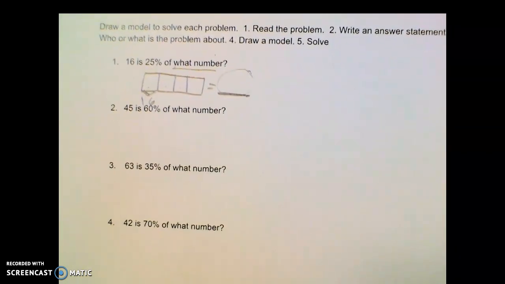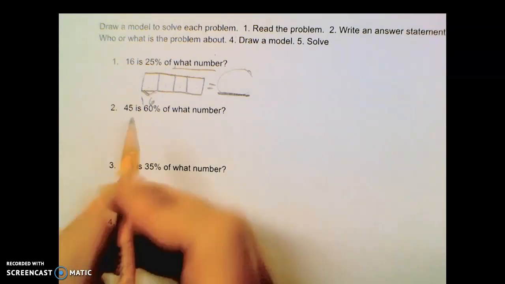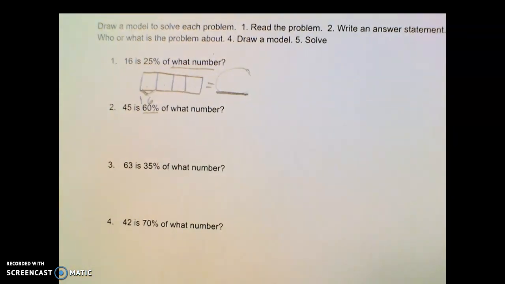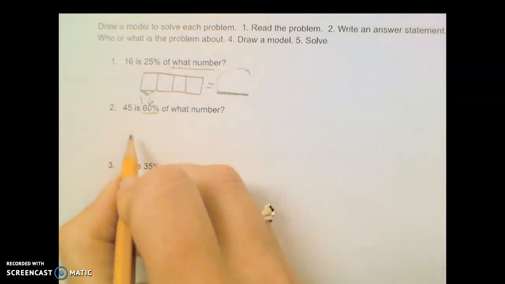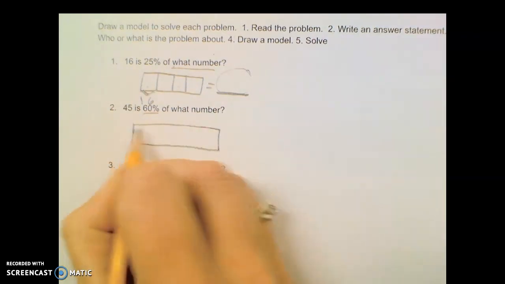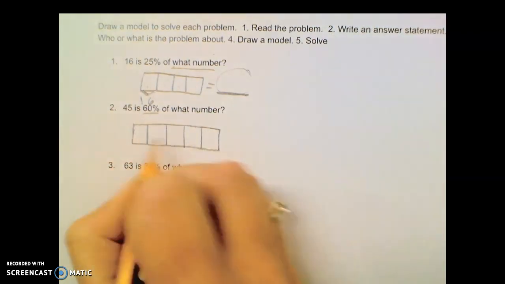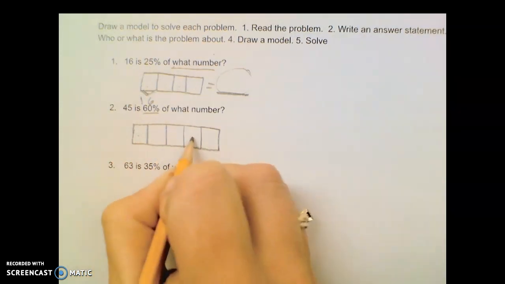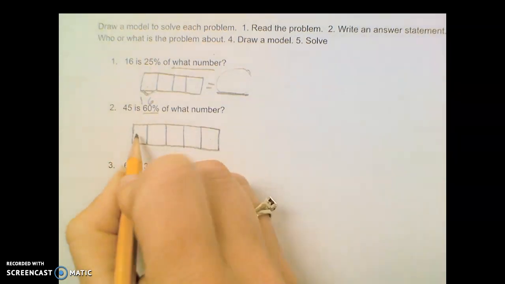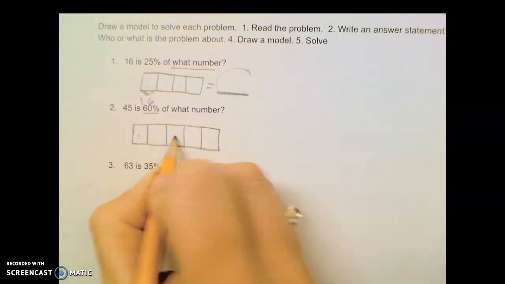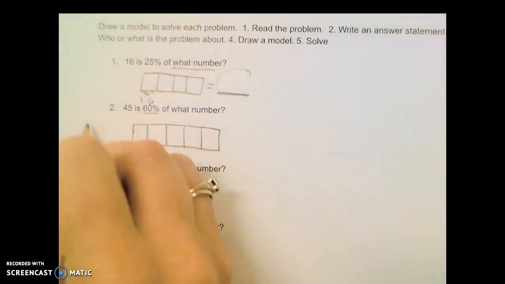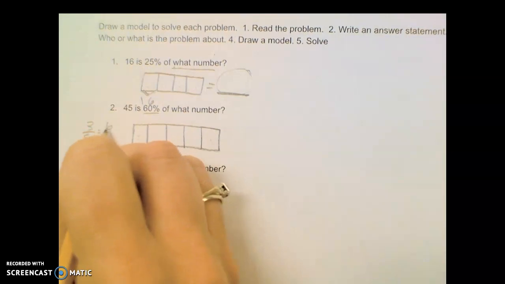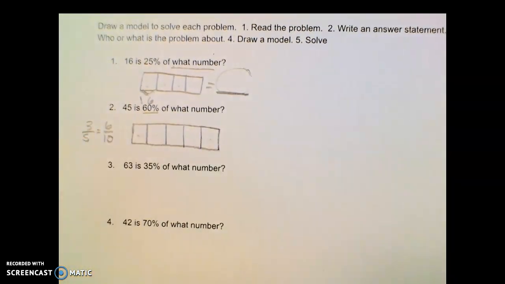For number 2, 45 is 60% of what number? Again, is 45 part or the whole? 45 would be the part, and it's that 60%. So that's one of my 20, 40, 60, 80, 100 models. So that here is a fifth. So we have 20, 40, 60, 80, 100. 60%, 20, 40, 60% is 3/5. 3/5 is also 6/10, which is where we get our 60% from.